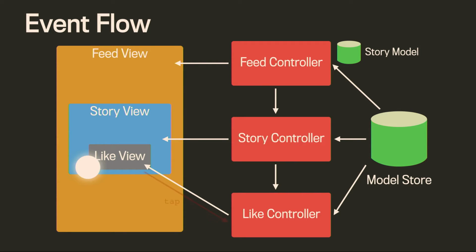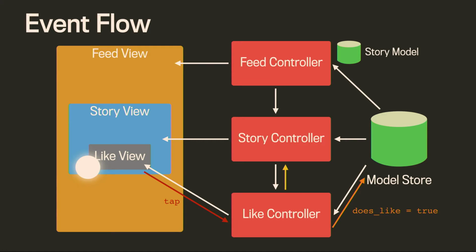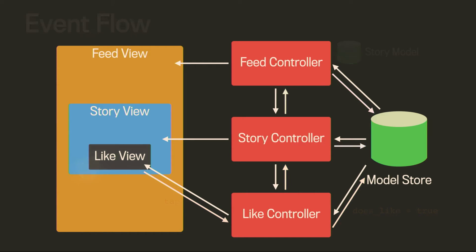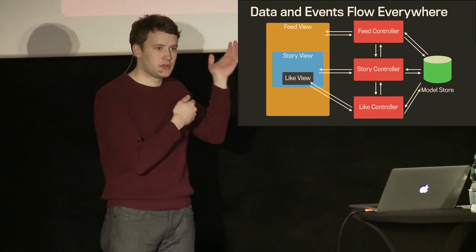What now? Well, we're going to send an event back to the like controller, which is going to update the model store, and that might change something about the story's height or how it's rendered, so it might need to communicate to its parent controller, hey, my height changed, update the table view, please. So that flows upwards. And of course, that's for the like view, but similar things could happen at the other layers of feed and story. So there you have it, feed and model view controller.